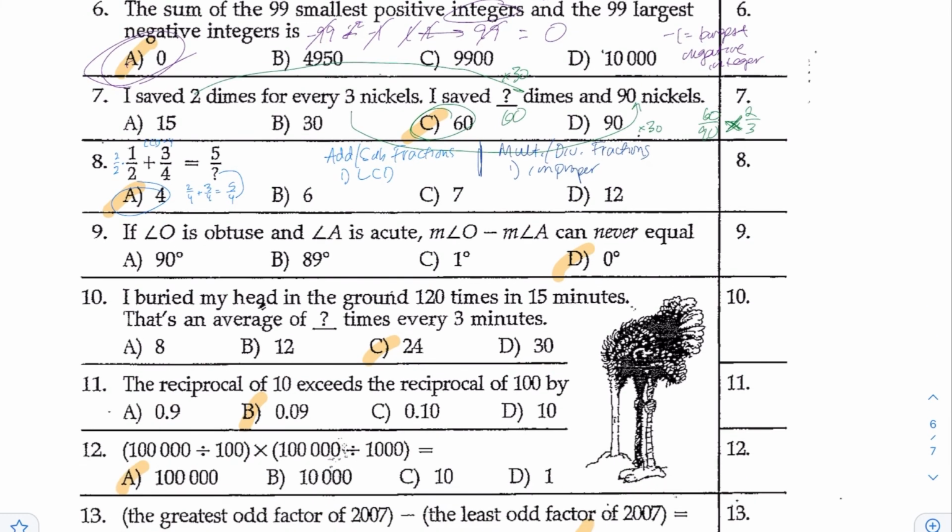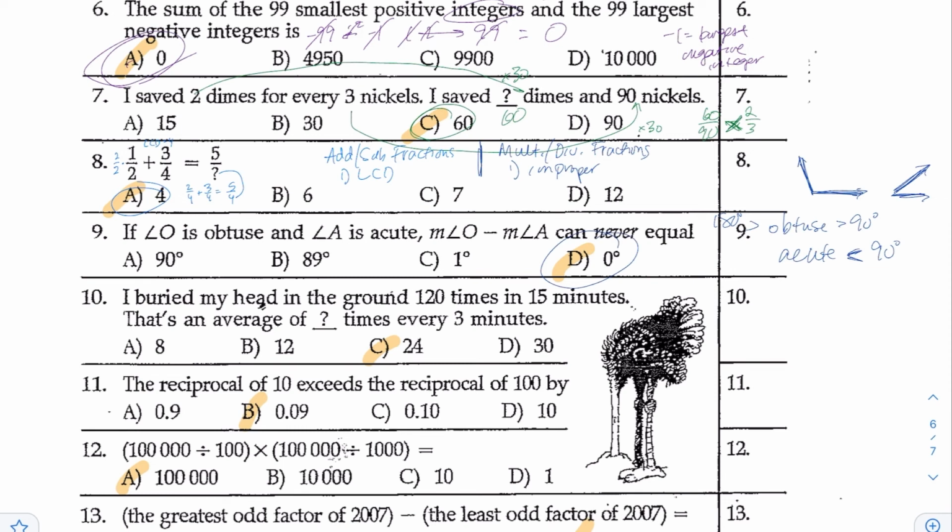All right, next, for number 9, if angle O is obtuse and angle A is acute, the measure of angle O minus the measure of angle A can never be. So obtuse means greater than 90 degrees, but less than 180 degrees. So the angle looks like this. Acute means that it's less than 90 degrees. So the angle looks like this. So you have an obtuse angle minus an acute angle. There always will be some difference. It won't ever be 0.